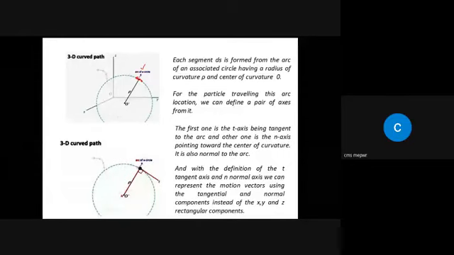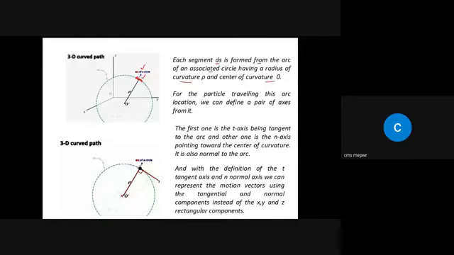Okay, so the distance that the particle travels will be equal to the arc of a circle. So the same thing I have mentioned over here, that each segment ds is formed from the arc of an associated circle that has a radius of curvature rho and a center O.